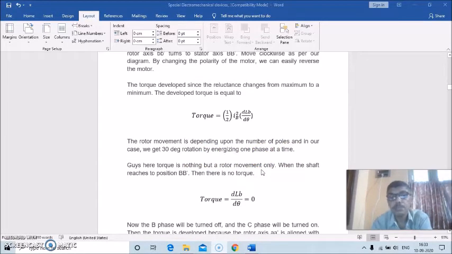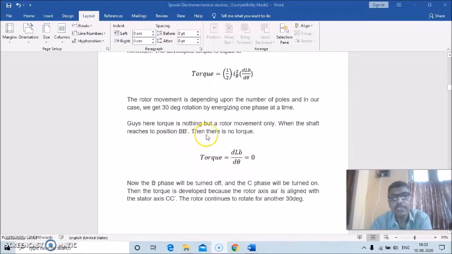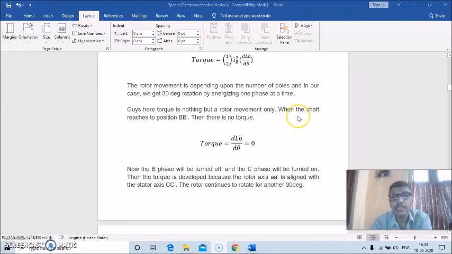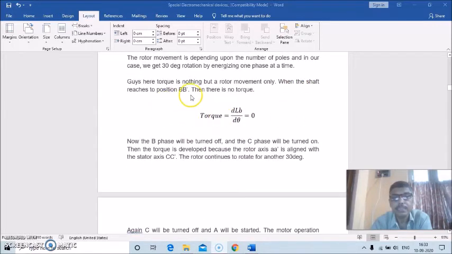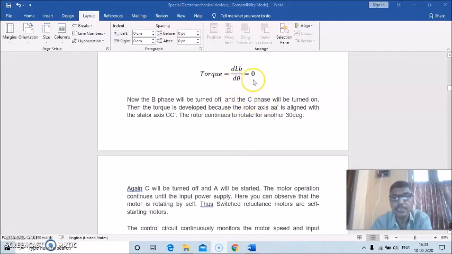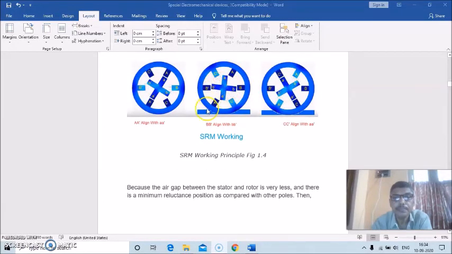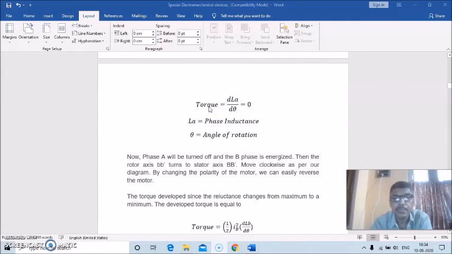Okay, so torque is nothing but rotor movement. Only when the shaft reaches the position BB dash, then there is no torque. So d theta of LB equals 0. See here.